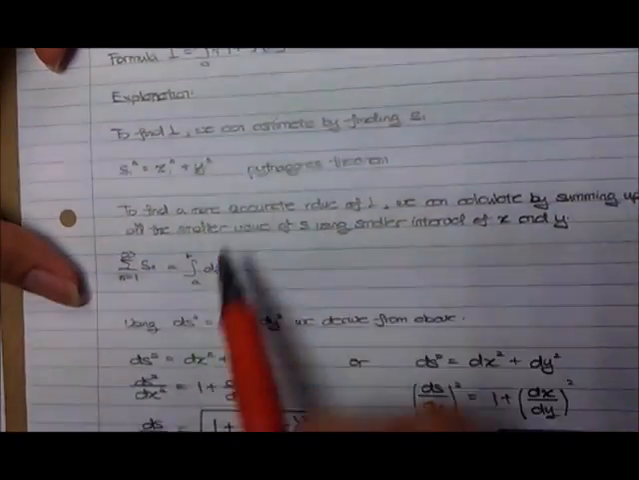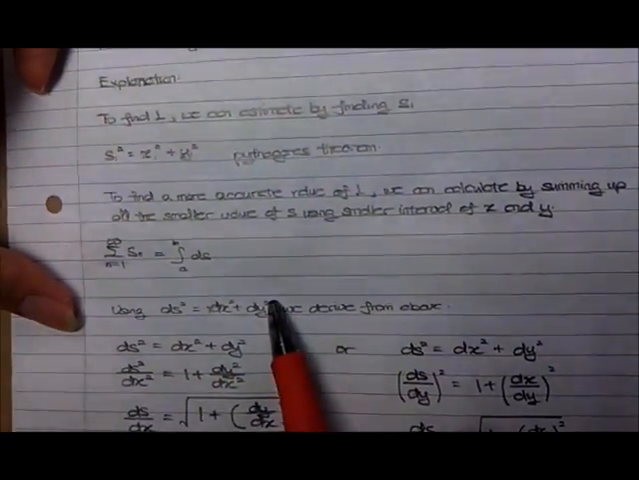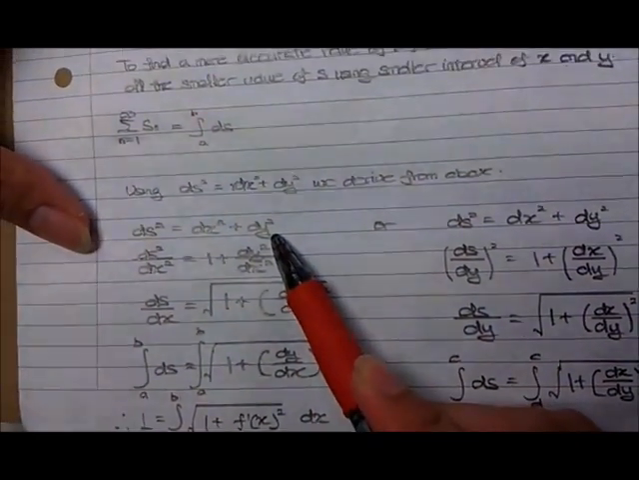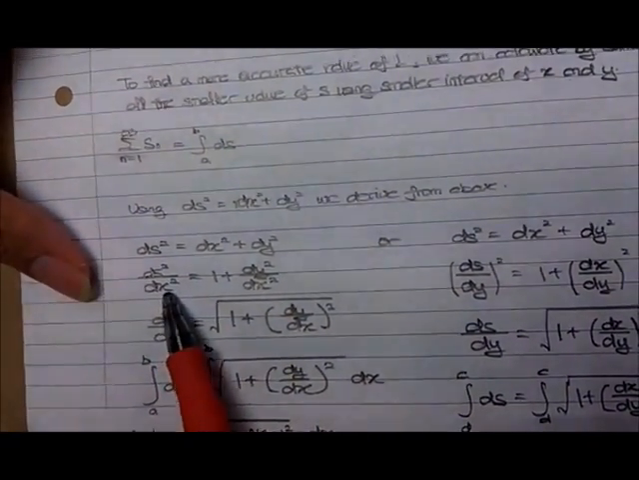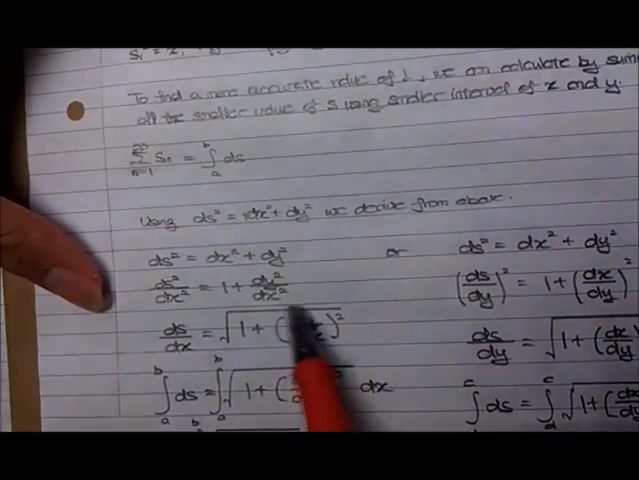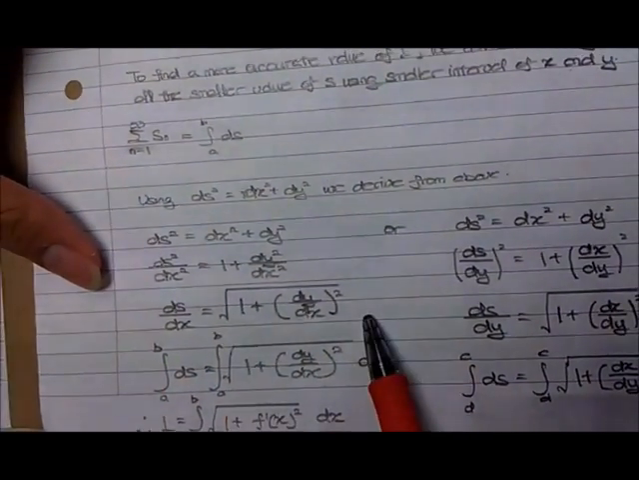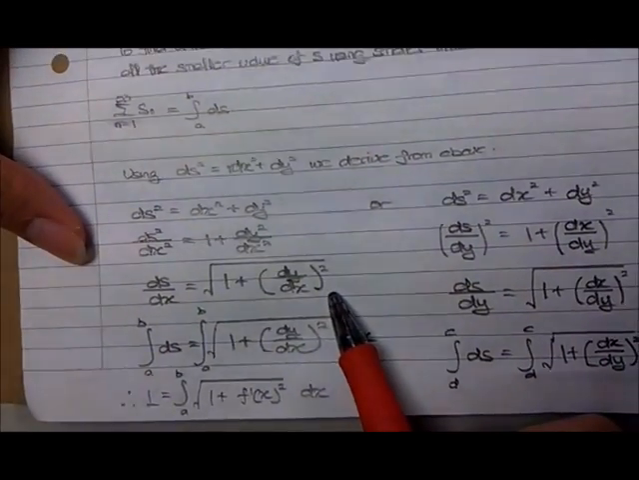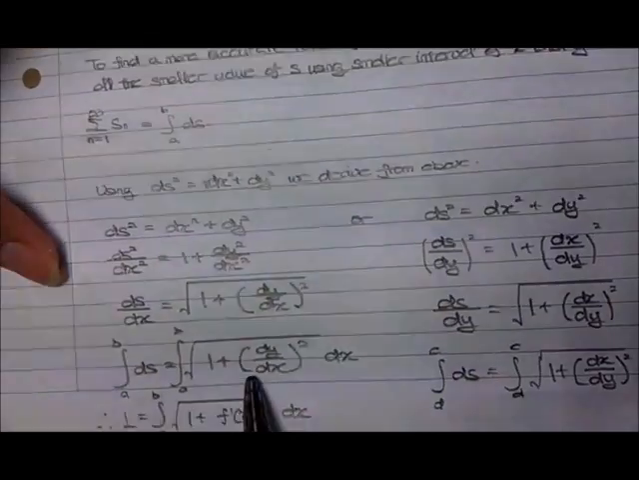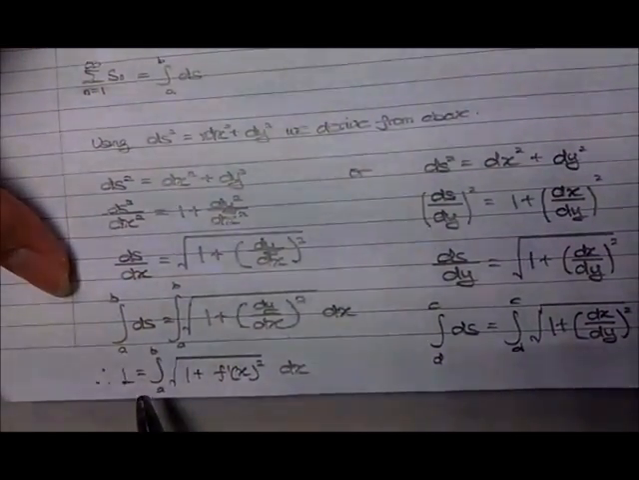formula from here, we derive this: ds squared equals dx squared plus dy squared. So we do our math from here. You divide the whole thing by dx squared, you get 1 plus dy squared over dx squared. Then you take the square root of the whole thing. Then you take the dx over to here, you get this, and integrate the whole thing. You get the integral of ds, which is the length.